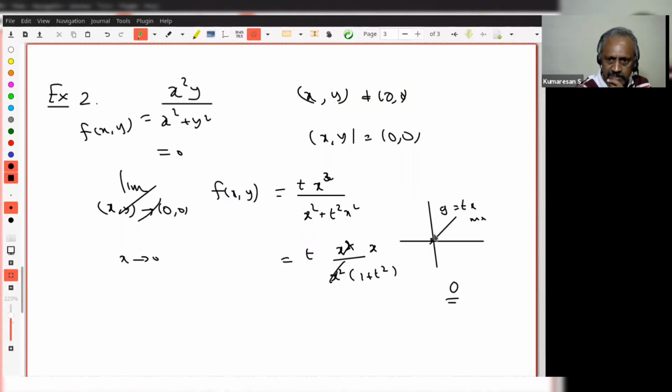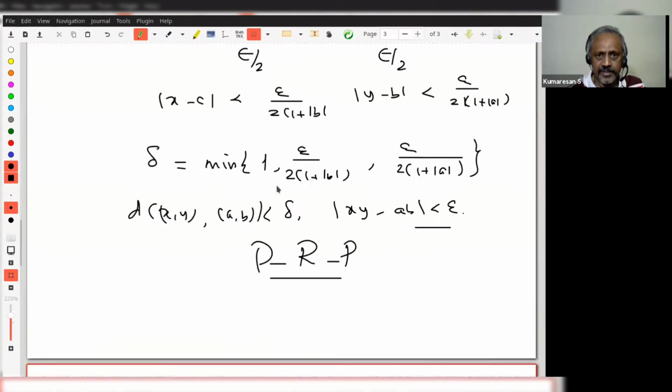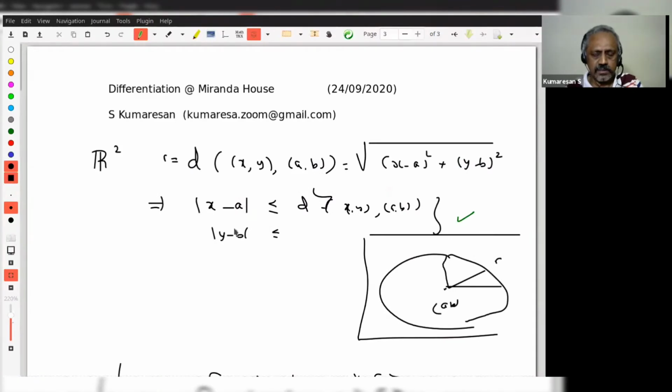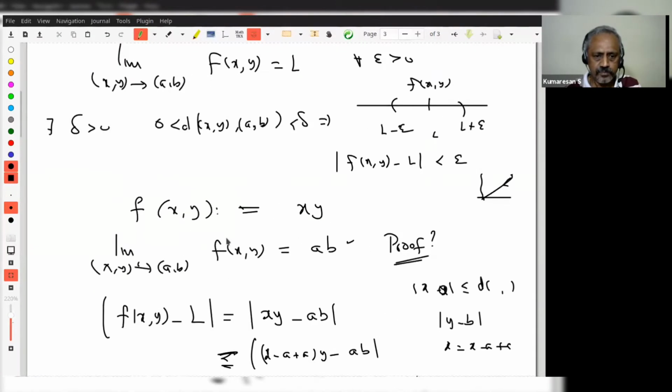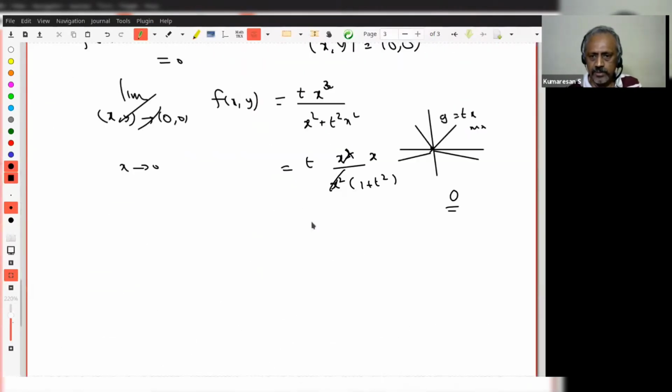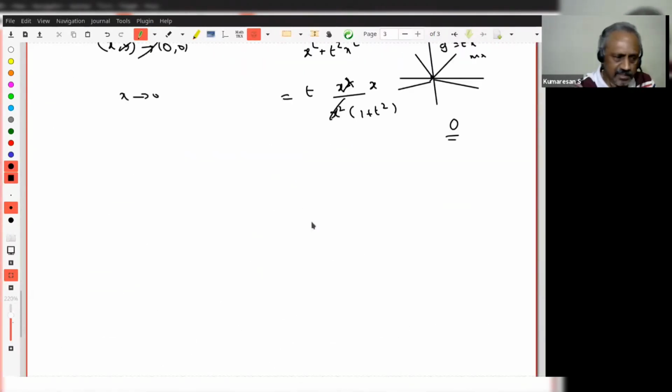Okay. So along each of the lines, whichever line I pass through, I found out the limit is 0. But that is not a proof. Like for xy equal to ab, that's not a proof. Right? We have to prove it, epsilon delta. So I want to give a proof for this. But this case is very much easier than the last case.